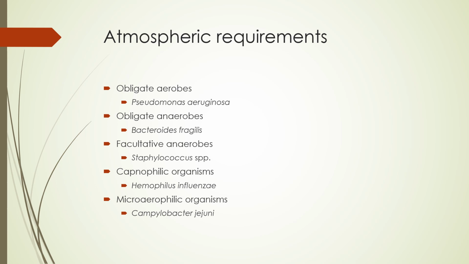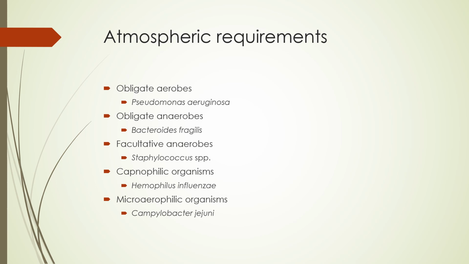Then we have our facultative anaerobes, which are organisms that grow anaerobically. That's kind of preferred, but they grow just as well aerobically with oxygen. An example of a facultative anaerobe would be Staphylococcus. Then we have our capnophilic organisms. These are organisms that require 3 to 10% CO2. An example of that would be Haemophilus influenzae.